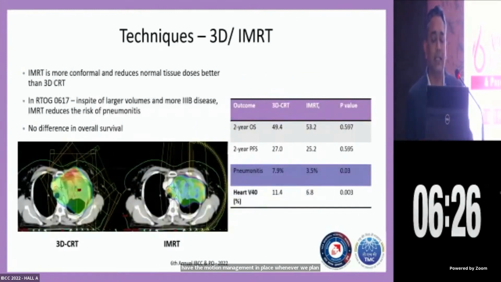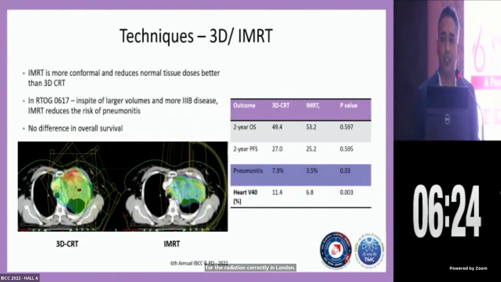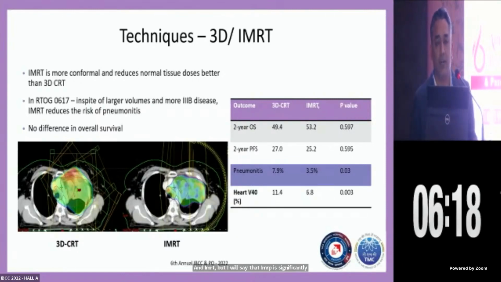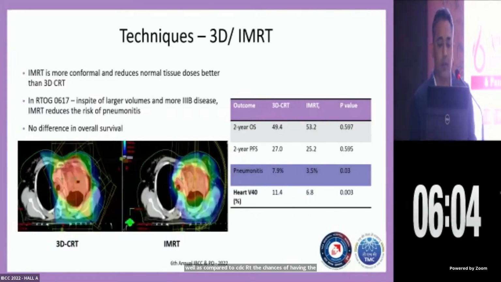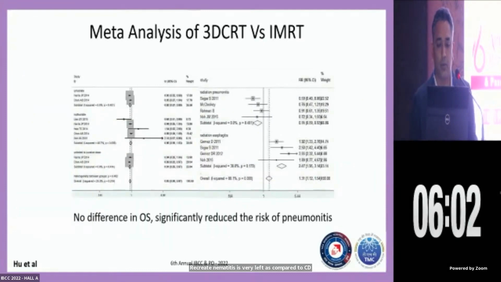As far as the technique is concerned, there is no head-to-head comparison between 3D CRT and IMRT. But I would say that IMRT is significantly better as far as the conformity of the target volume is concerned, as well as the pneumonitis rate. Because IMRT conforms to the target very well as compared to 3D CRT, the chances of having radiation pneumonitis are very less as compared to 3D CRT. And there is a meta-analysis of the same.